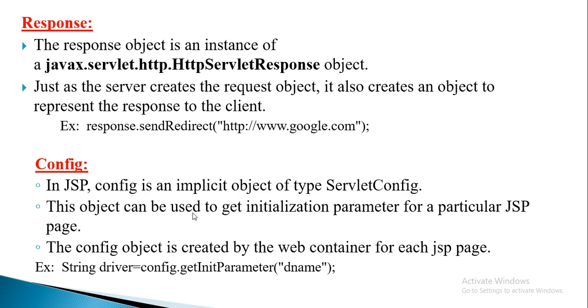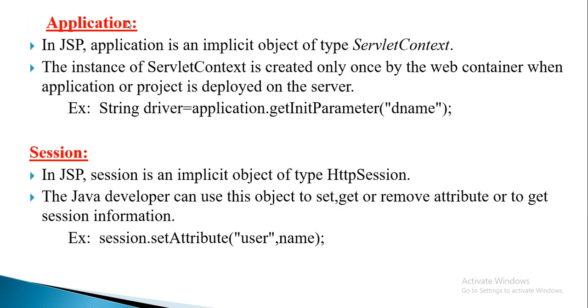Config object is an implicit object of servlet config. This object helps you to get initialization parameters from the JSP page. getInitParameter or getInitParameterNames, these two methods will be used with respect to the config object. Next is the application object, which is an instance of servlet context. This object holds reference to other objects that more than one user may require access. The best example is if you are connecting to a database, then the database is accessed by more than one user. At that time we are using this application object.